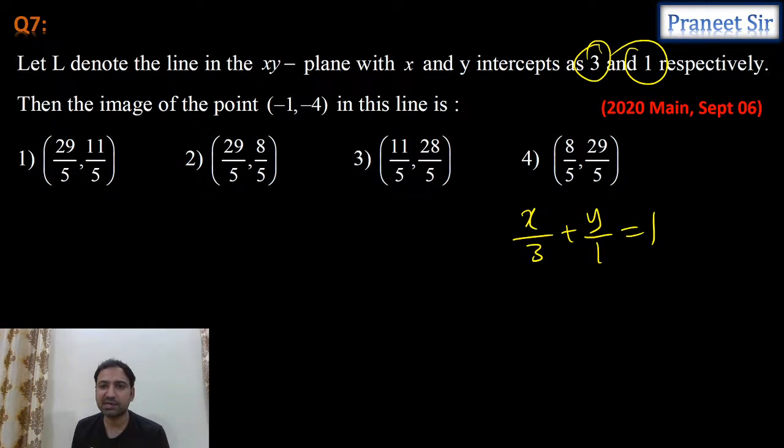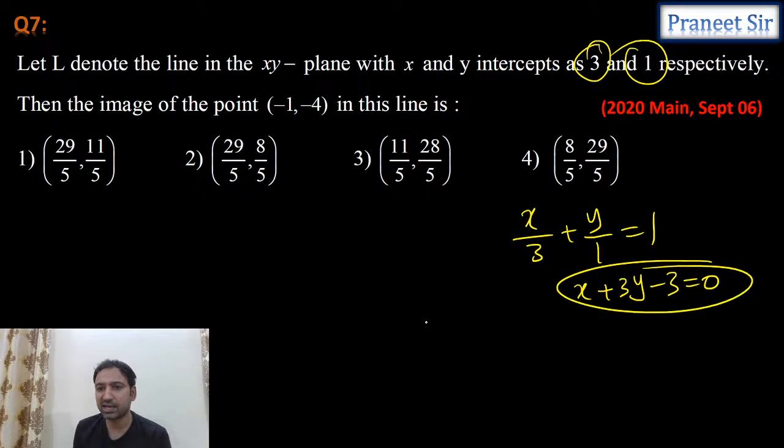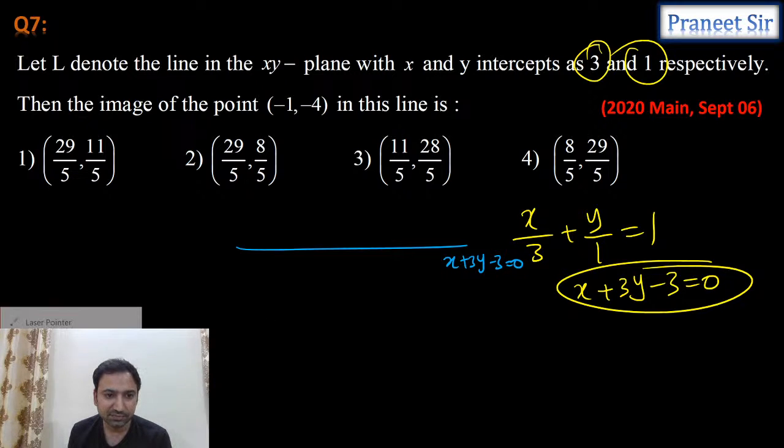If you know the x intercept and y intercept, then the equation of a straight line is x by a plus y by b is equal to 1. So now you can simplify this. If you multiply with 3, x plus 3y minus 3 is equal to 0. Okay, we calculated the straight line equation. And then what he is saying, this straight line equation is x plus 3y minus 3 is equal to 0, just now we calculated. And what else he is saying, there is a point minus 1 comma minus 4.